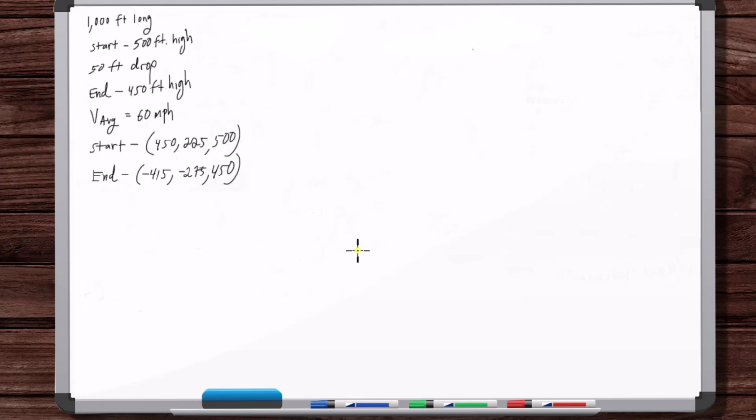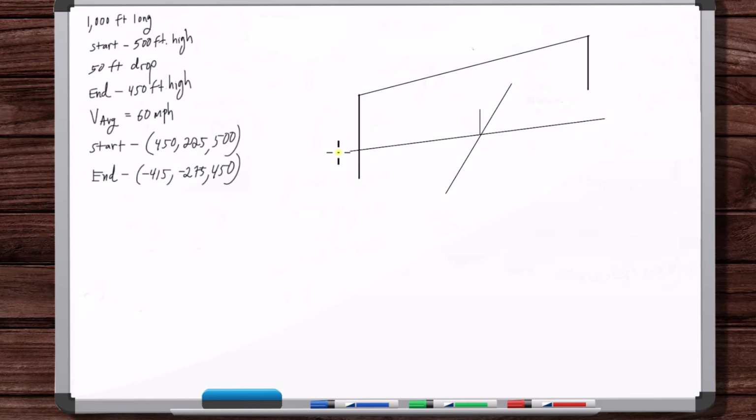Okay, so the only information we really need here to get the velocity vector is the start and end coordinates and the average velocity. I just gave this extra information to kind of paint a picture of the zip line for you. So the zip line is something like this, with the base camp and coordinate system being something like this.